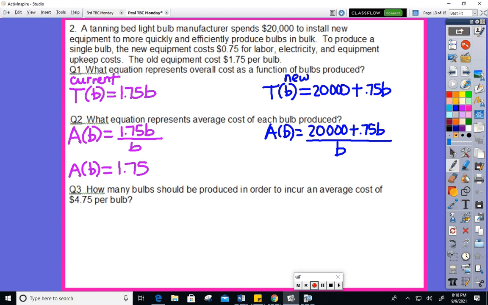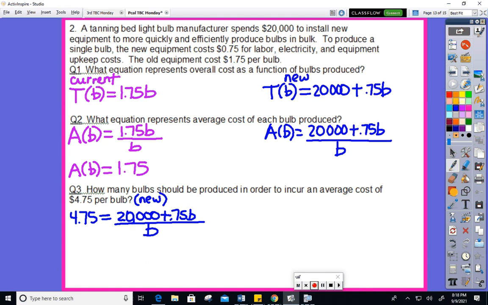So how many bulbs should be produced in order to incur an average cost of $4.75? This means with the new equipment. The old equipment is always $1.75 per bulb. But algebraically, I just say, well, if the average cost is $4.75, let's see where that would actually fall. So I'm just going to plug that in for the average cost.